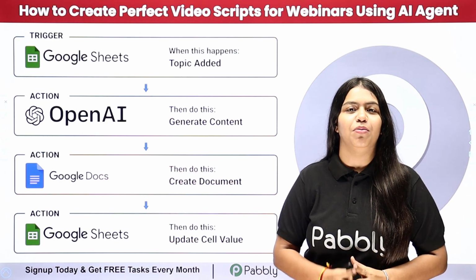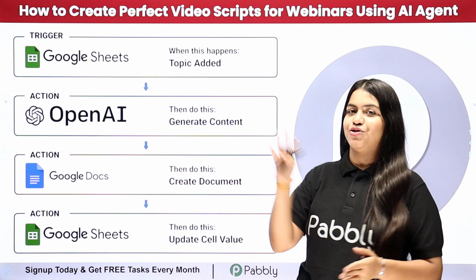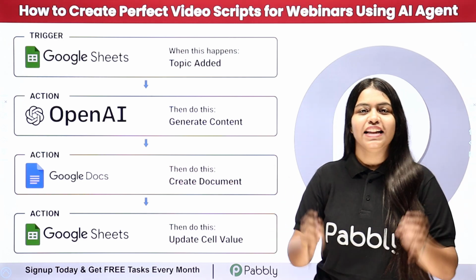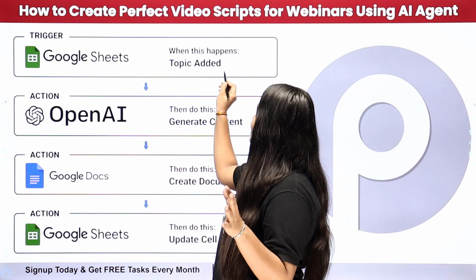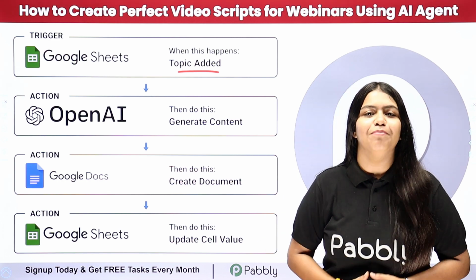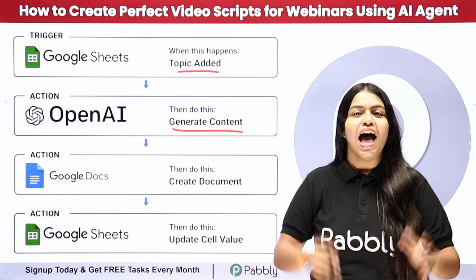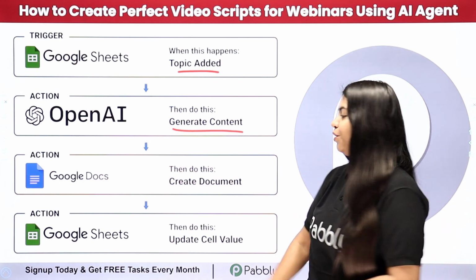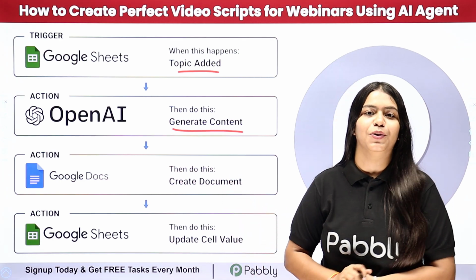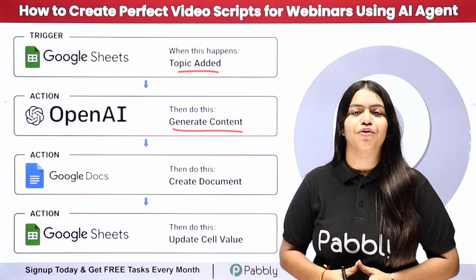So to solve this problem I've simply created this automation where, as soon as I add my webinar details in my spreadsheet, automatically my AI agent, which is OpenAI, is going to generate me the video scripts. And further I can add that video script into a Google Doc and then back again into the Google Sheets so that my team can review and edit it.